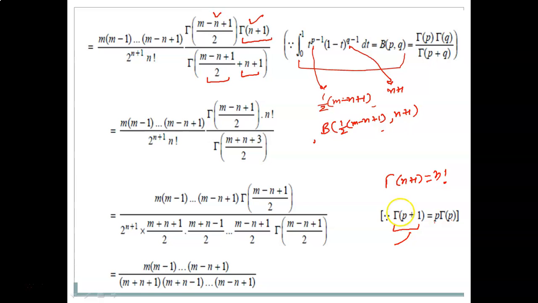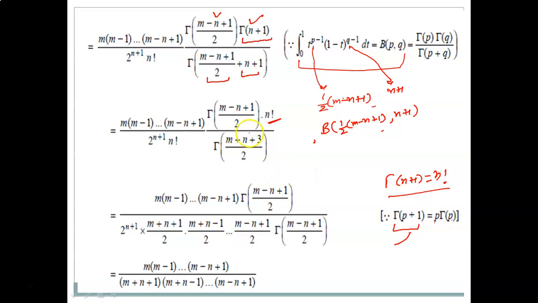In place of p, if you write n, we'll get n into gamma n. Further, when you open gamma n, it gives you n minus 1 outside, and here n minus 2, and so forth. So in this way gamma of n plus 1 can be reduced to n factorial. So in place of gamma of n plus 1, we are writing here n factorial, and when you add the values here, we can get gamma of m plus n plus 3 divided by 2.